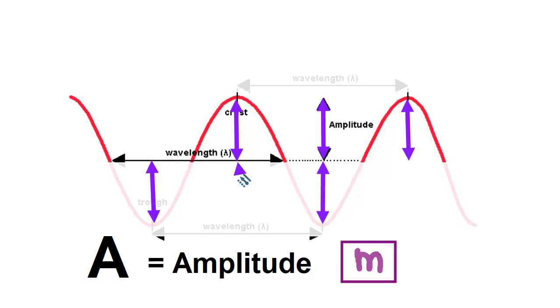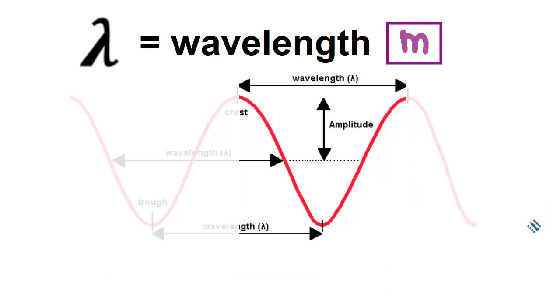All right, and notice how all these purple arrows I'm drawing are the same length, the same number of meters, because this is the amplitude of this wave, from the rest up or rest down. Amplitude. Now the wavelength is the other way.